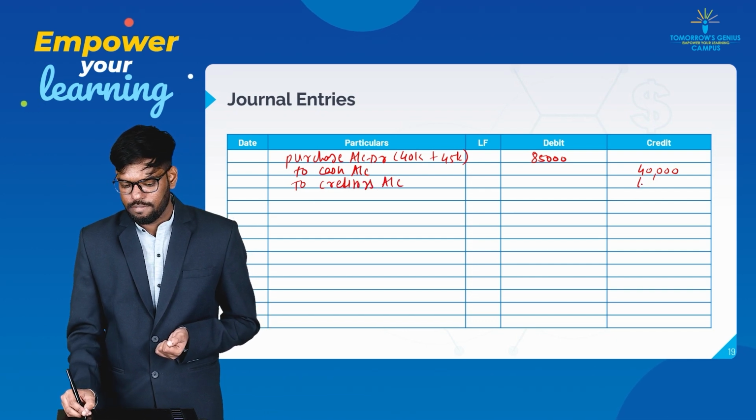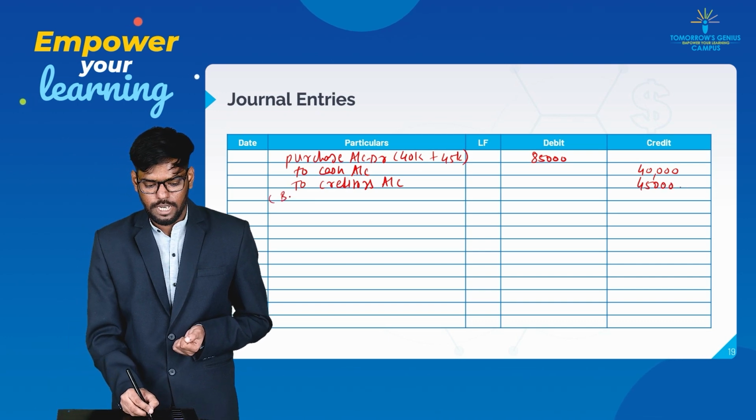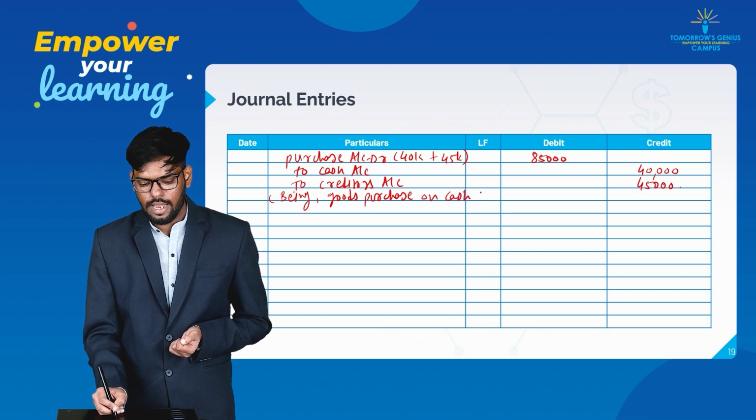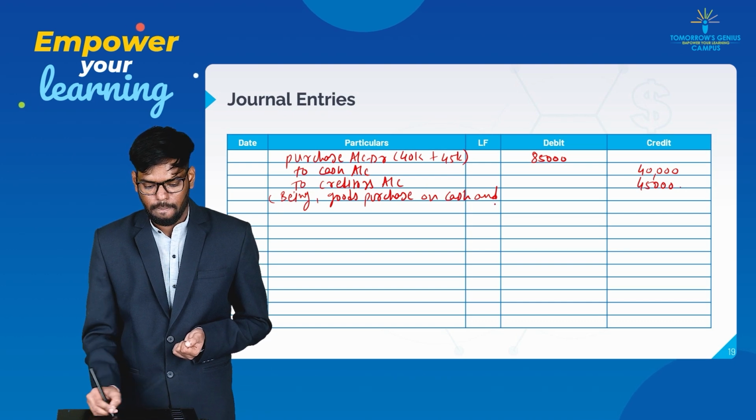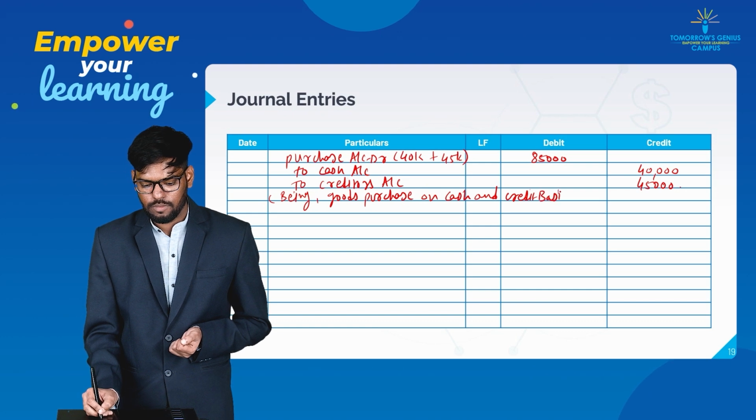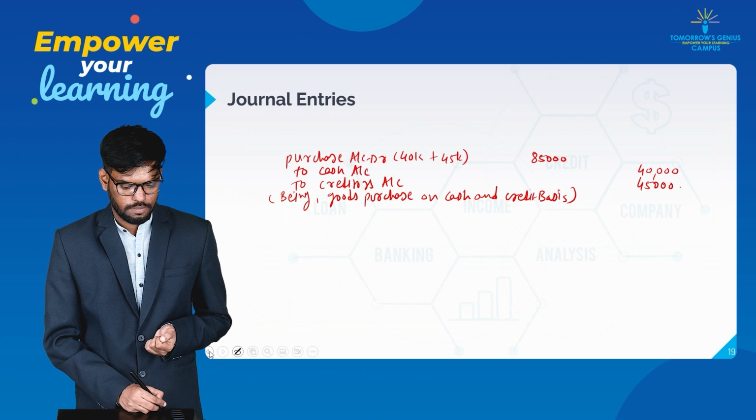Creditors account 45,000 rupees. Being goods purchased on cash and credit basis. Right? Then the next transaction we have to see.